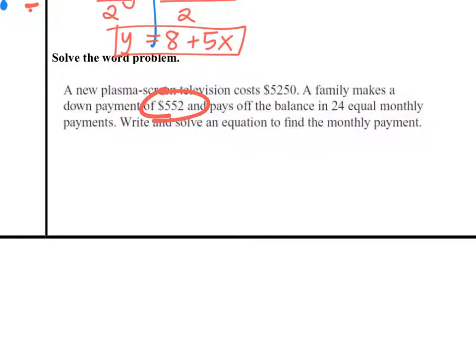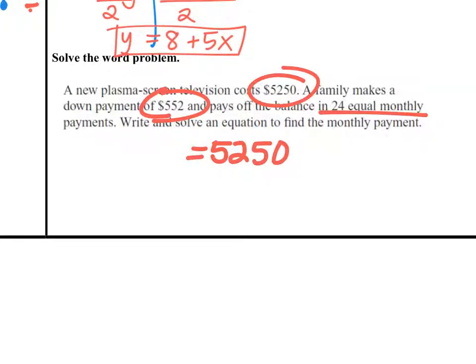The first option. So first off, here's our important stuff. I know that the total of the TV is $5,250. I know that in order to get up to that price that I paid a down payment of $552. So that happened once. And then 24 equally monthly payments. So plus 24 times my monthly payment. So that's one equation you could write.